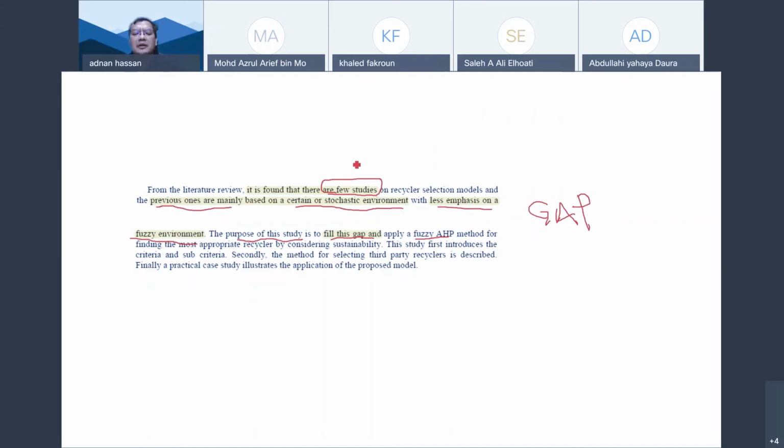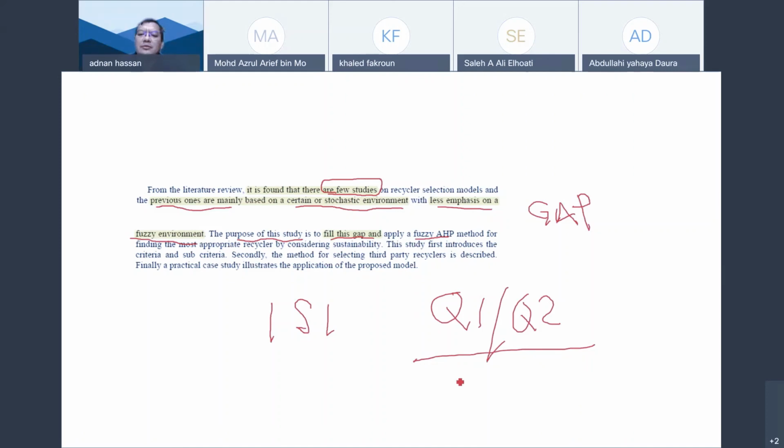I would highly recommend you choose at least within the last 3 years. Or if you cannot find one, the last 5 years also can, but try to find the latest one. If possible, try to get the paper from an ISI journal which is ranked Q1 or Q2. These are good papers. So if you cannot find Q1 or Q2, you can go to Q3 or Q4. But this is a lower quality ranking.